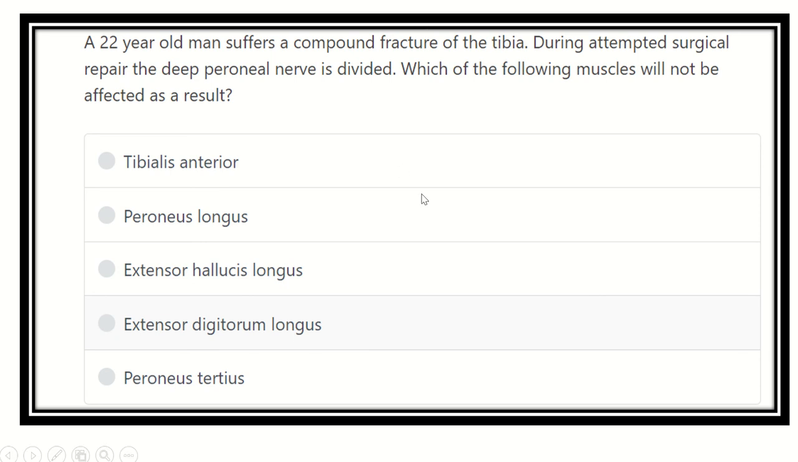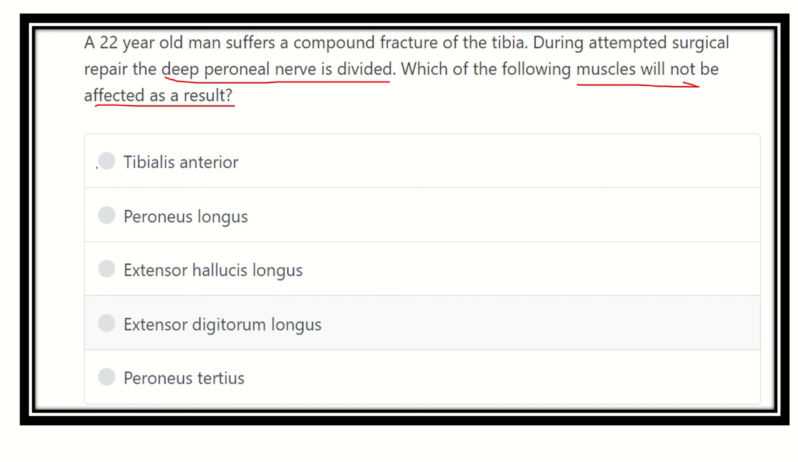Here, a 22 years old man suffers a compound fracture of the tibia. During attempted surgical repair, the deep peroneal nerve is divided. Which of the following muscles will not be affected as a result? Here we can see the key point is that the deep peroneal nerve is divided, and the second is that the muscle will not be affected as a result. That means the muscle which is not supplied by the deep peroneal nerve.